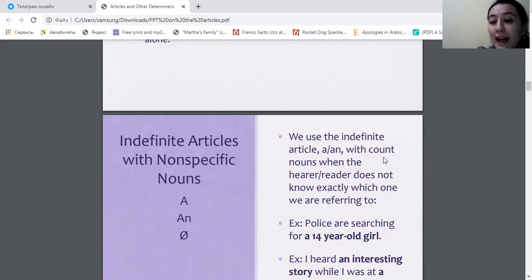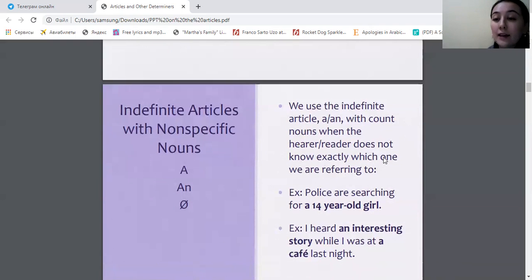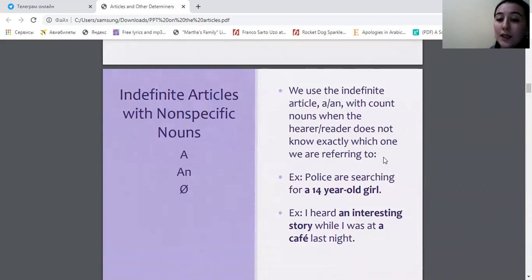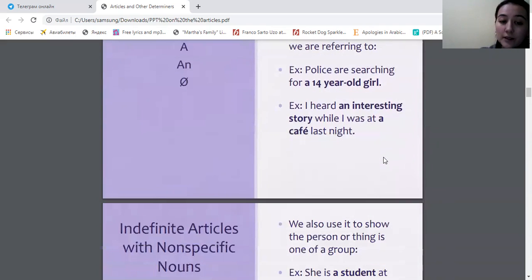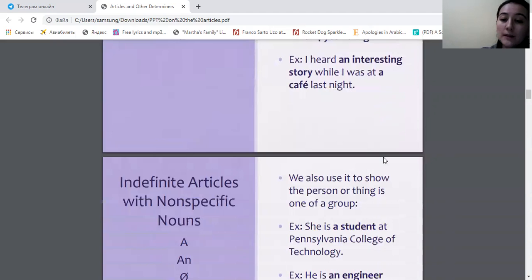Police are searching for a 14-year-old girl. So this means that we don't know exactly about this person or this thing. The author is introducing this person or thing for the first time. Of course, in this case, we use an indefinite article. I heard an interesting story while I was at a cafe last night. Not an exact story and not an exact cafe. This is indefinite.